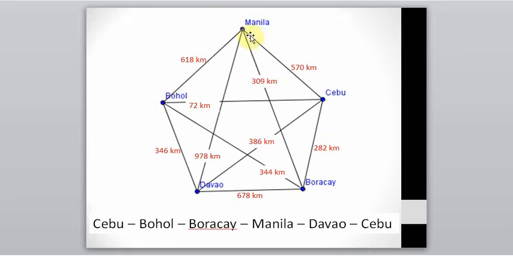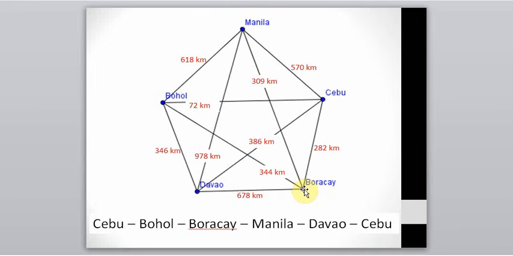From Bohol to Manila, that's 618 kilometers. Bohol to Cebu, we are done with Cebu. Bohol to Boracay, that's 344 kilometers. Bohol to Davao, that's 346 kilometers. So the shortest from Bohol is Boracay. So from Bohol, you will go to Boracay. So we have here Boracay.